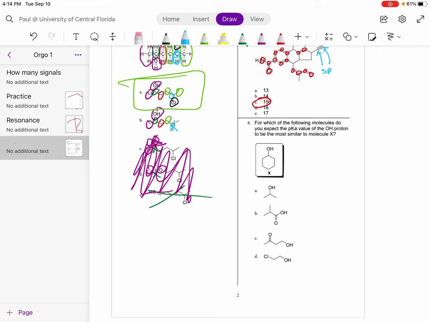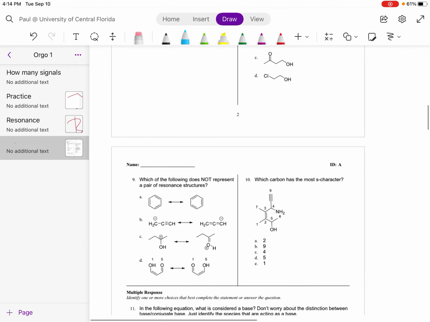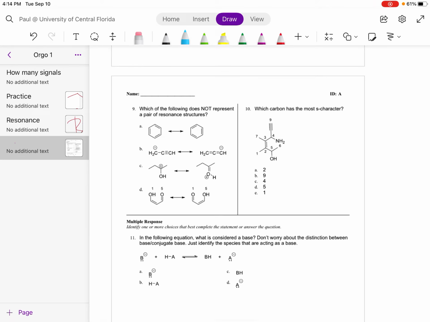So question 8, for which of the following molecules do you expect the pKa value of the OH proton to be the most similar to molecule X? Well, that looks the most like that guy right there. Answer A. Which of the following does not represent a pair of resonance structures?